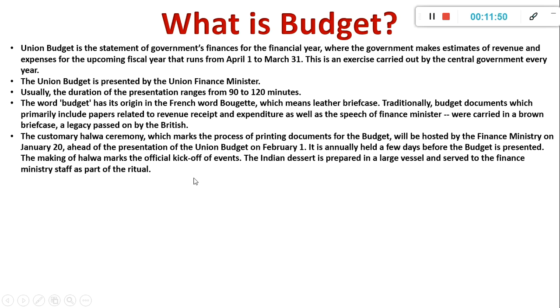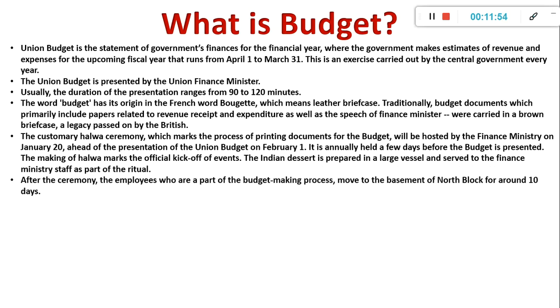It's not very important for exams, but I'm trying to tell you the entire process which is happening in the background in India. In this country, you should know these things are happening.